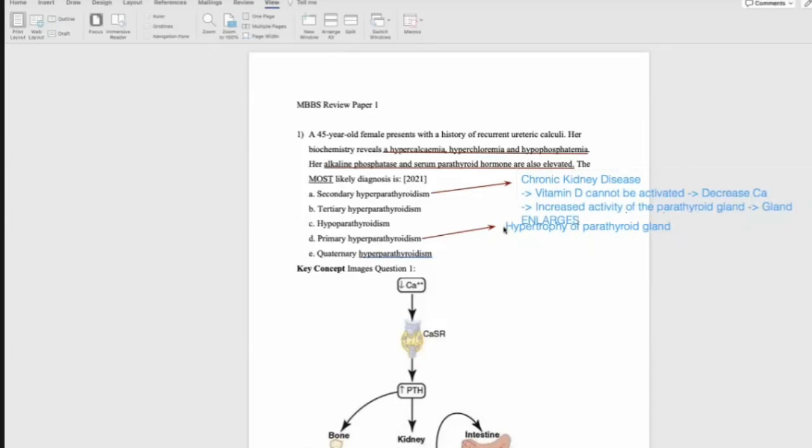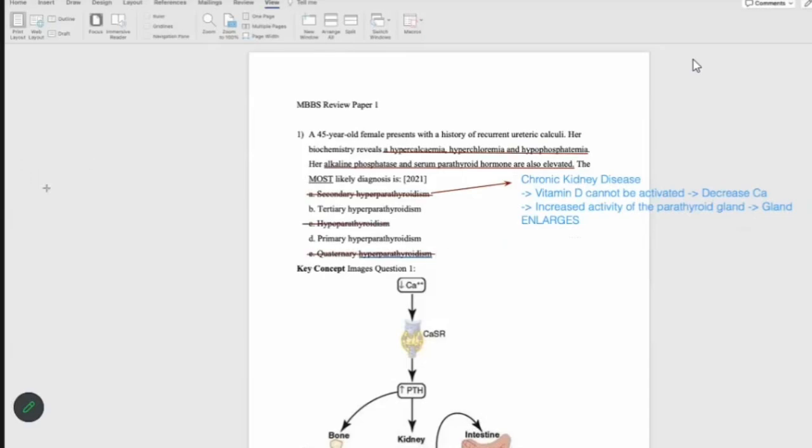So let me shift this down one sec. All right, good. Okay, there we go. So when the parathyroid gland's activity increases, it's gonna get larger, and that's how you get secondary hyperparathyroidism. But now, if you look on the stem itself, it never mentioned that the patient had any form of kidney-related pathology, right? So the answer can't be A, it can't be secondary, and we already ruled out C, and we already ruled out E. So we're left between B and D, right?